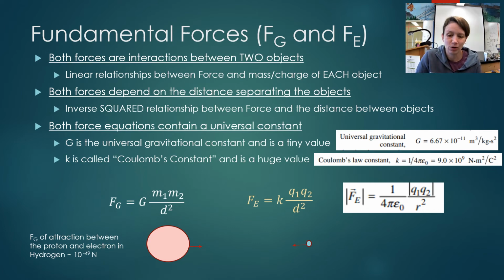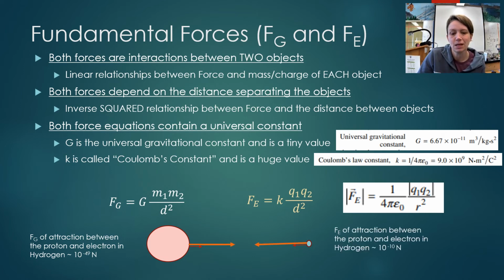That is something that we have to take into account when we deal with subatomic particles, the gravitational force between them. However, in the same hydrogen atom, if we calculated the electrical force between the proton and the electron, that electrical force is actually going to be 10 to the negative 10th newtons, which is way, way stronger than the gravitational force between them. So what that tells us is that at the subatomic level, typically, the electric force dominates the gravitational force, and that's why it's really important that we understand that particular force between our subatomic particles.